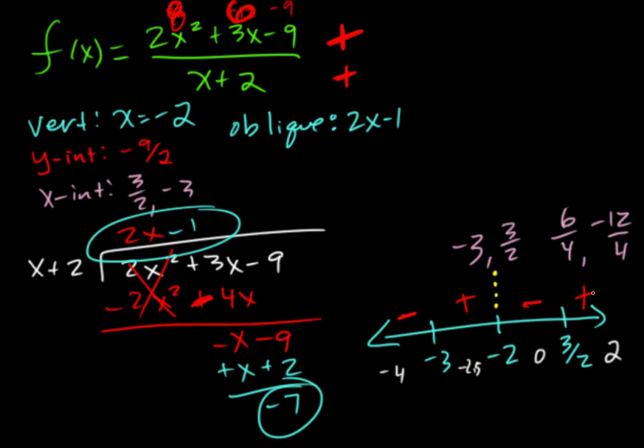Discuss the behavior of the function near its asymptotes. Okay, so this asymptote, it's above the x-axis going up, and this one's below the x-axis, kind of going like that. And sketch the function.